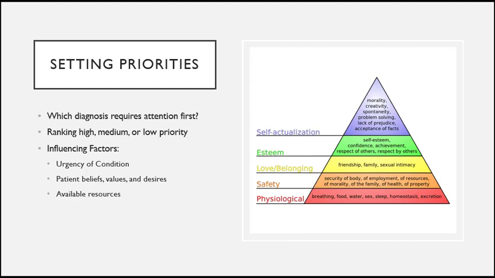Now, I have on the screen Maslow's hierarchy of needs. You probably remember that from psychology class. That may also help when you're trying to determine and set priorities. Certainly, physiological needs like breathing and food and water, those kinds of things are going to take priority over some of the things like feeling of love and belonging. While those other things are important, they probably would not take priority.